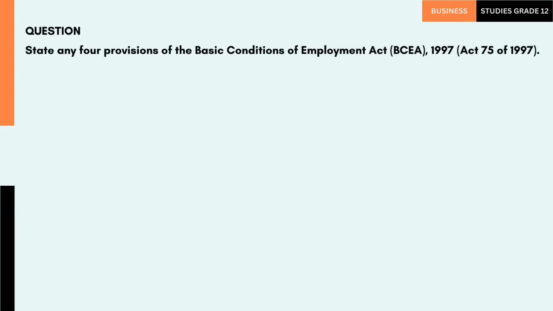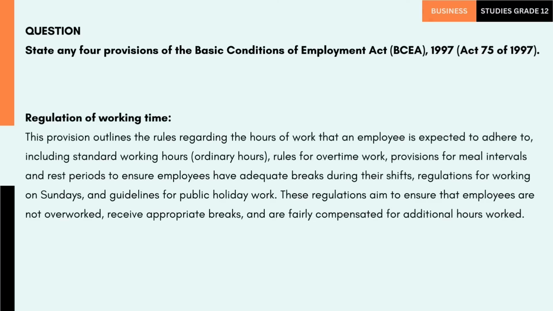Question. State any 4 provisions of the Basic Conditions of Employment Act, BCEA, 1997, Act 75 of 1997. 1. Regulation of working time. This provision outlines the rules regarding the hours of work that an employee is expected to adhere to, including standard working hours, ordinary hours, rules for overtime work, provisions for meal intervals and rest periods to ensure employees have adequate breaks during their shifts, regulations for working on Sundays, and guidelines for public holiday work.